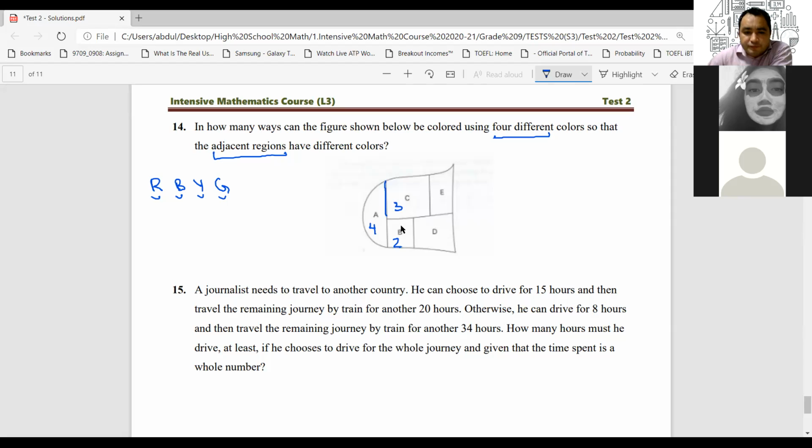3? 2. Oh, 2, yeah. Because I have already used, if I use red here and blue here, for D I can use only yellow and green, right? Because it is adjacent to B and C. Now, another question for you: how about E? How many different colors can I use for E?